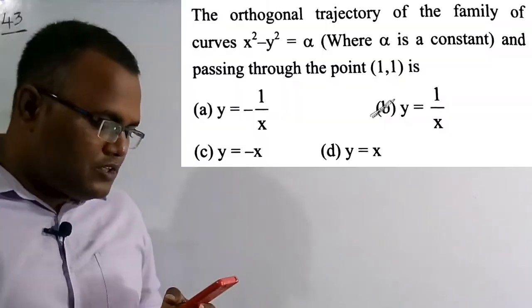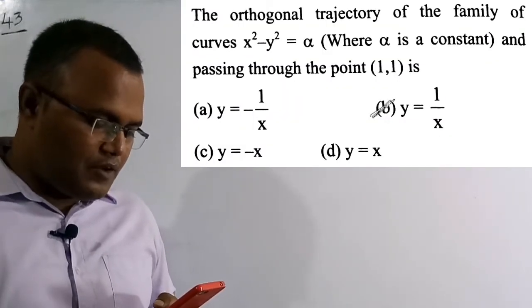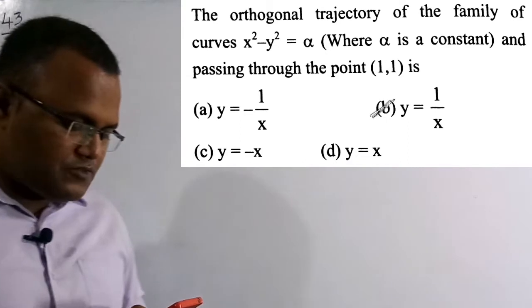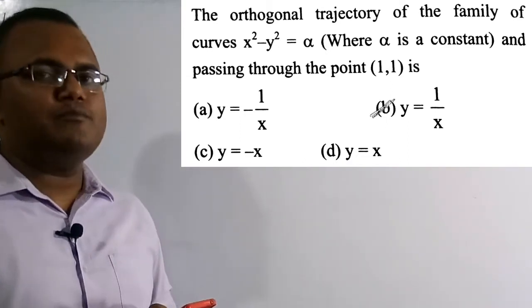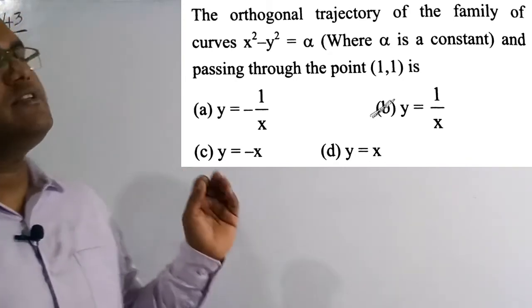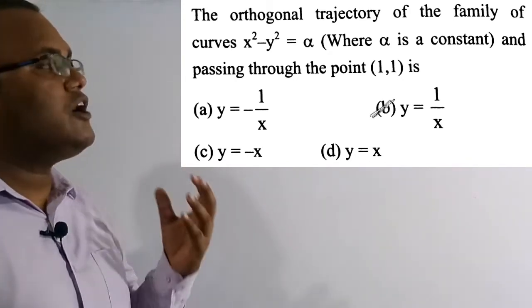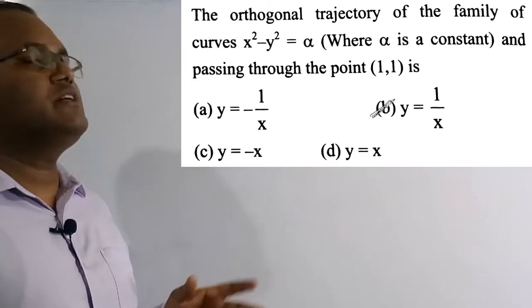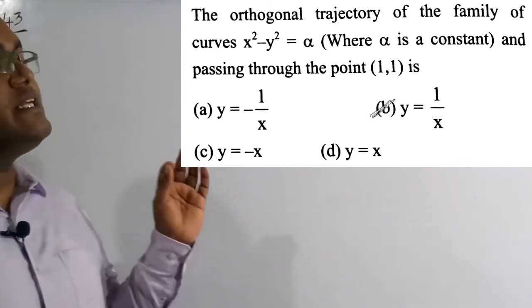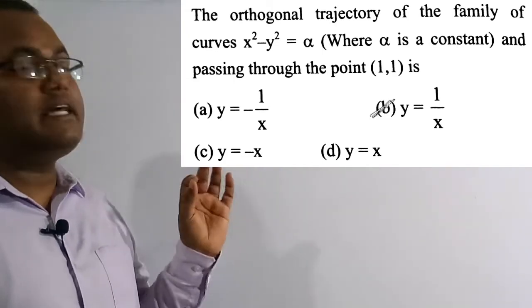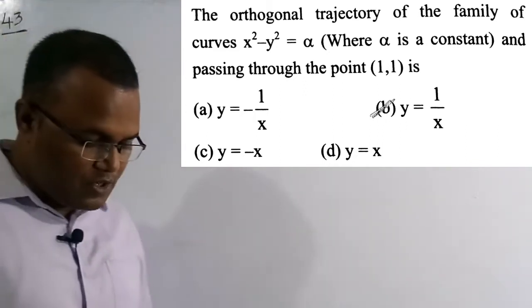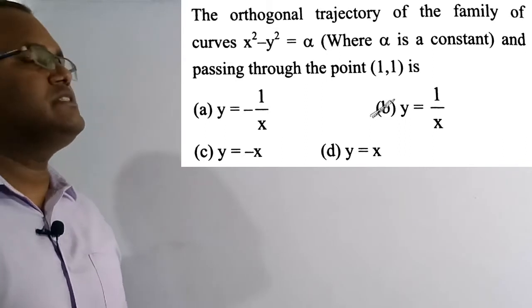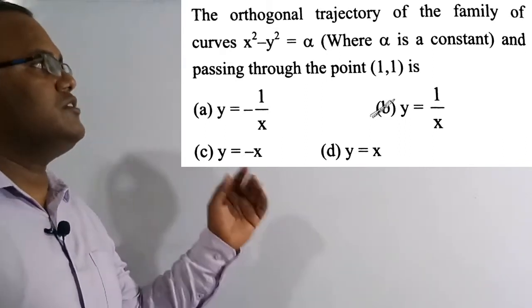Now we are going to solve the 43rd question. See the question here: the orthogonal trajectory of the family of curves x square minus y square is equal to alpha, where alpha is a constant, and passing through the point (1, 1) is. Basically they have given some curve and we have to find the orthogonal trajectory for this given graph, and that graph is going to pass through (1, 1). Out of these 4 options, option B, y is equal to 1 by x, is the correct solution of this question. So let's solve this numerical.